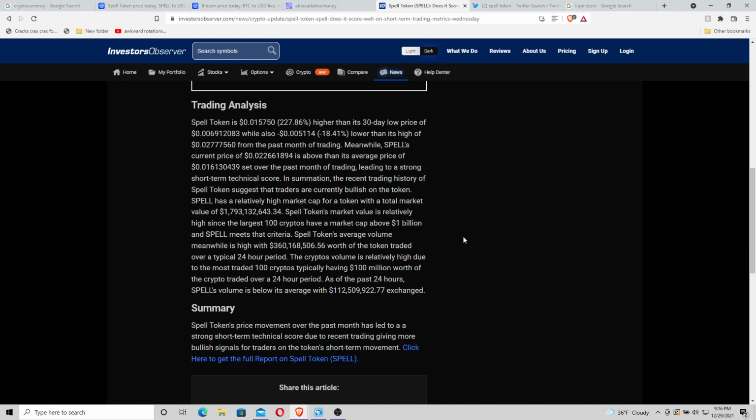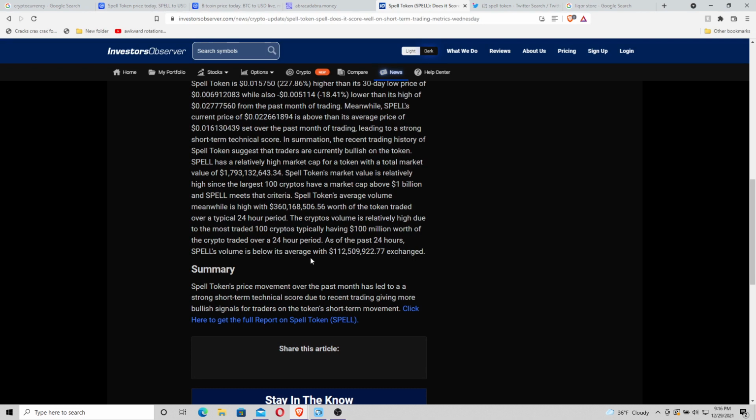Spell has a relatively high market cap for a token with a total value. That's a big number. Spelltoken's market value is relatively high, since the largest 100 cryptos have a market cap above 1 billion and Spell meets that criteria. Spelltoken's average volume, meanwhile, is high with another really big number, and 360 million worth of tokens traded over a typical 24-hour period. The crypto's volume is relatively high due to the most traded 100 cryptos typically having $100 million worth of the crypto traded over a 24-hour period. As of the past 24 hours, Spell's volume is below its average with 112 million exchanged.